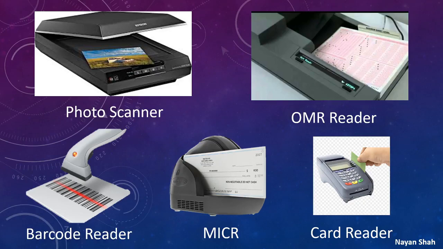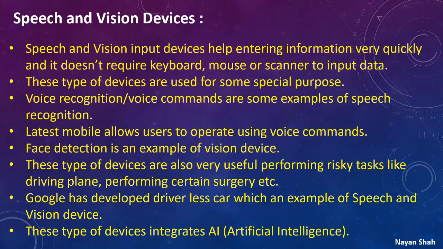They send some data to the machine. Speech and vision devices. Speech and vision input devices help in entering information very quickly, and it doesn't require keyboard or mouse or scanner or any other thing. Just a simple microphone. These types of devices are used for some special purposes. For example, voice recognition. Voice commands are some examples of speech recognition.